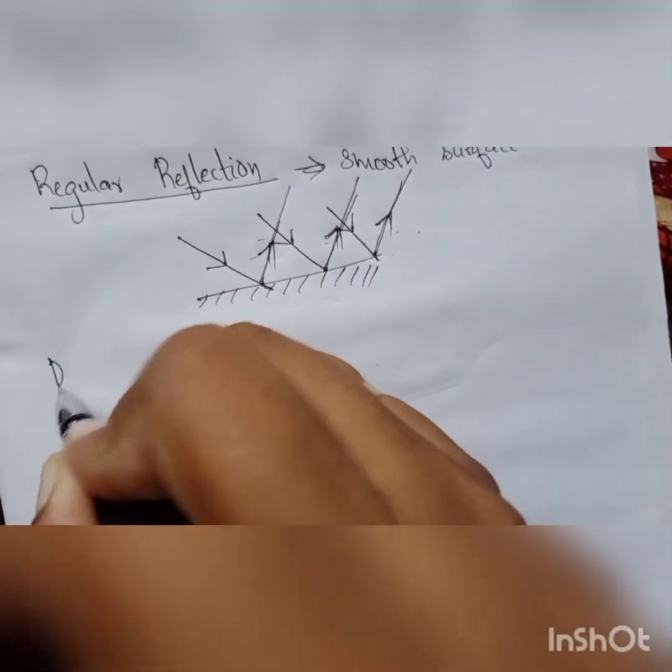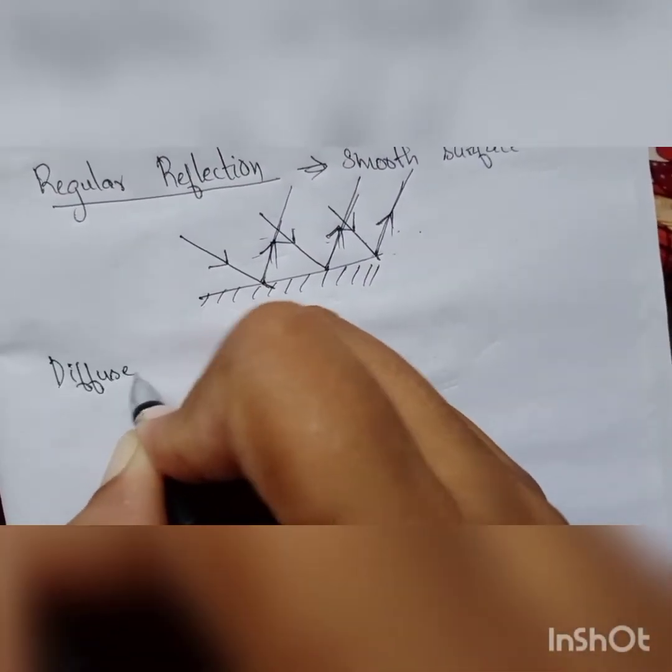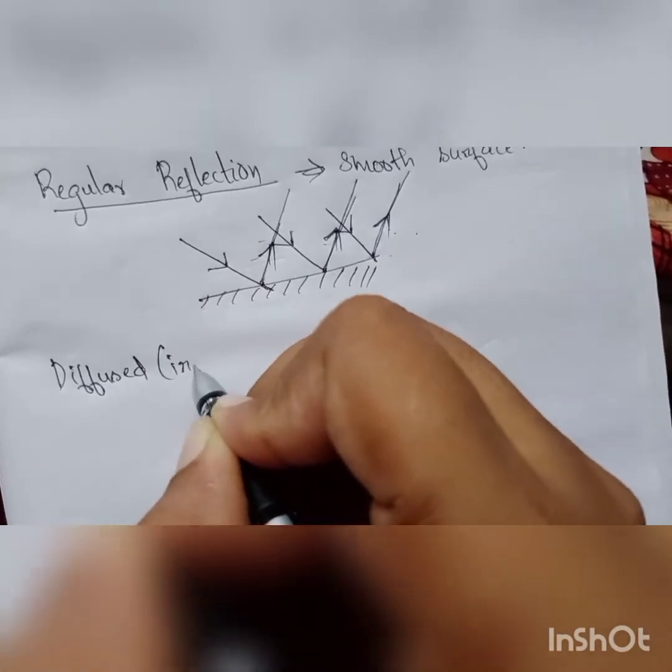Now when we talk about diffused reflection, we can also call it irregular reflection.